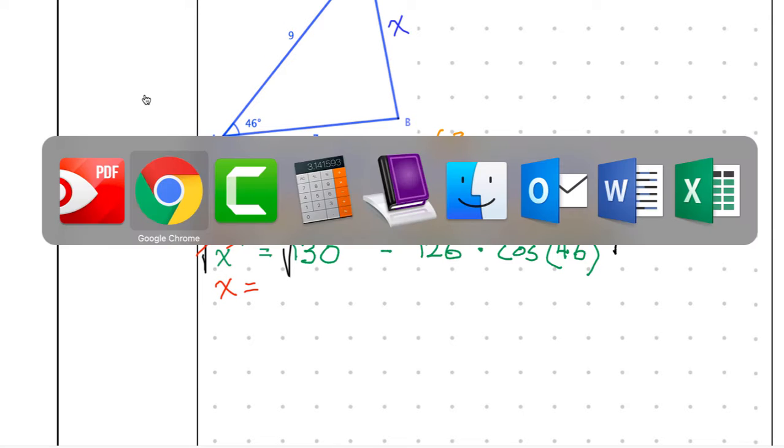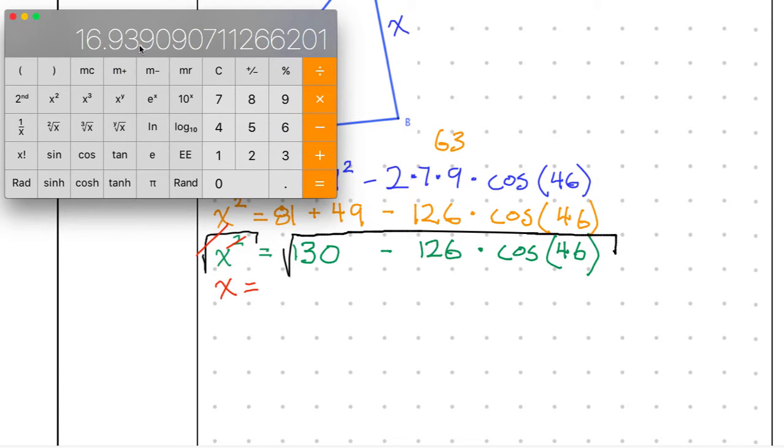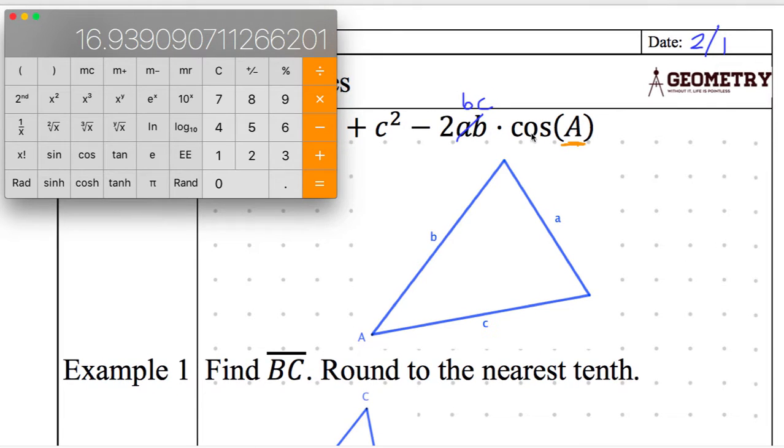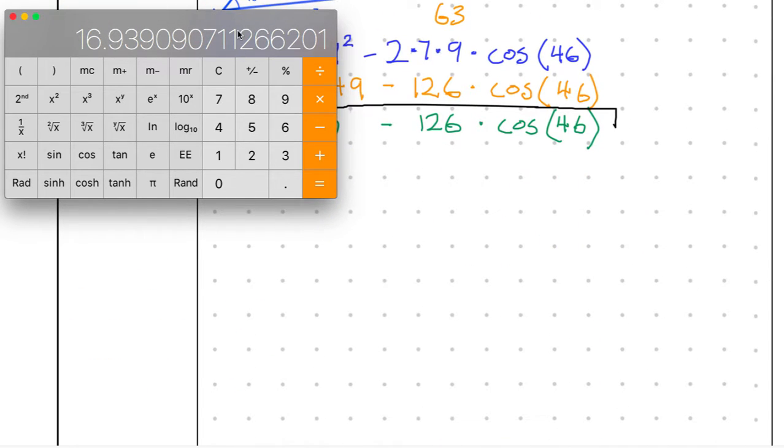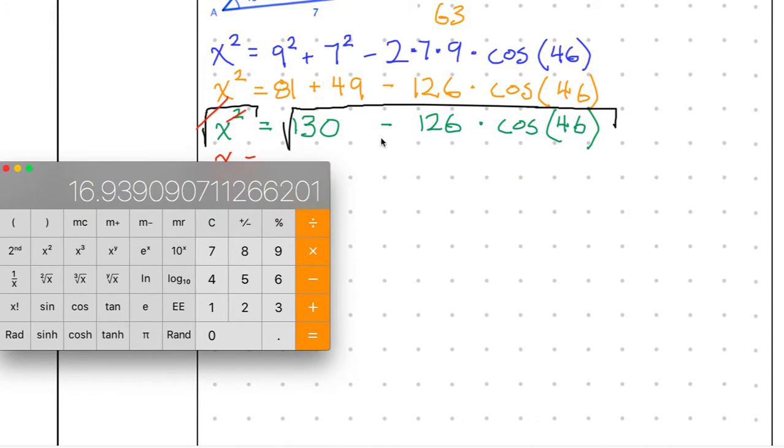Wait, Mr. Sindel, I have a question. Is the part that's like 2ab times cosine of a, is that in parentheses? So you're talking about the formula 2ab times cosine of a? Yeah, should we treat that like it's in parentheses? You don't need parentheses because order of operations states that you do multiplication before you do subtraction. But with the other part, can you subtract those first? Great question. So your question is, do I do 130 minus 126 right now, and then do the square root?